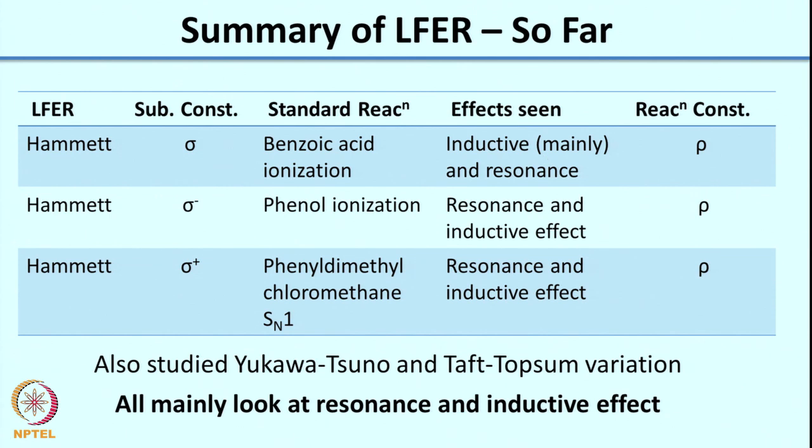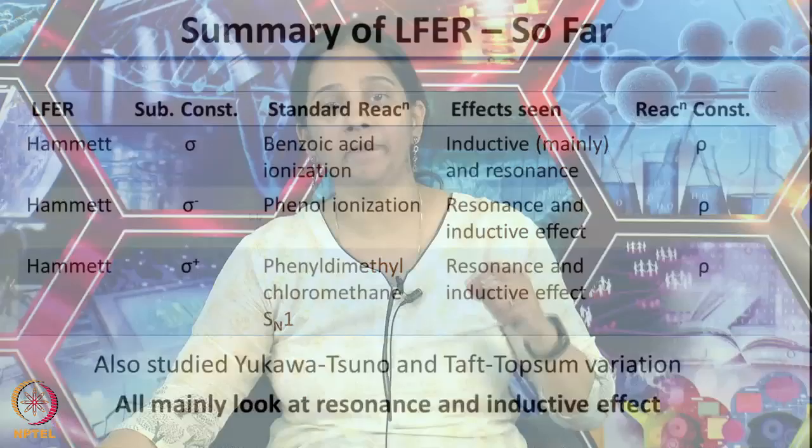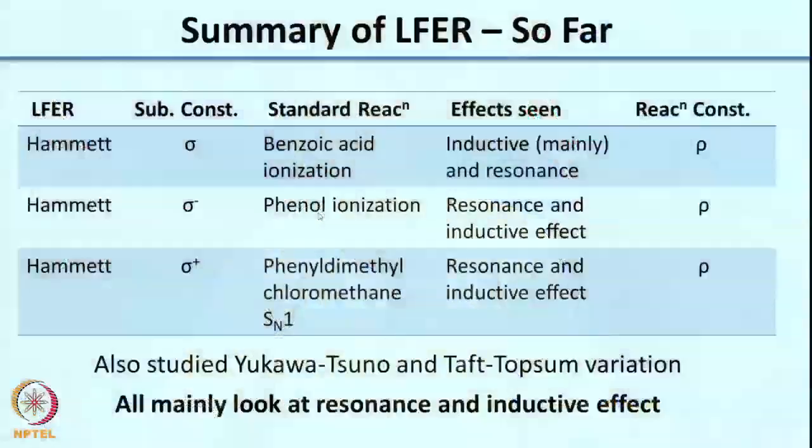So for reactions involving conjugation with the aromatic ring, a good standard reaction, if you have a negatively charged intermediate, would be sigma minus, where the standard reaction is phenol ionization. And here you see both resonance as well as inductive effect play an important role. And here the reaction constant is rho.